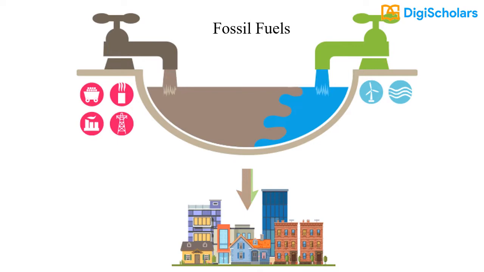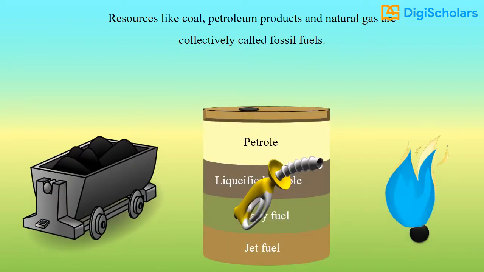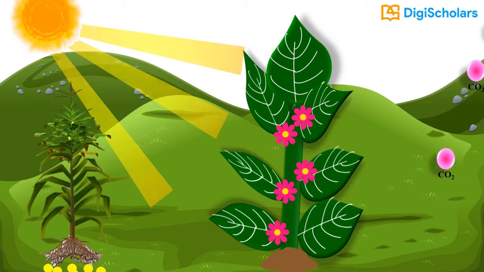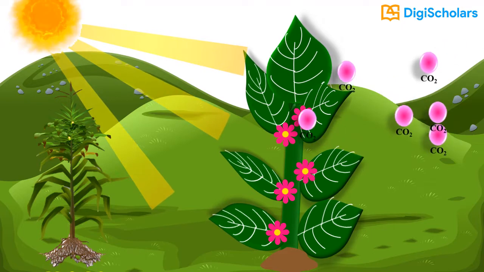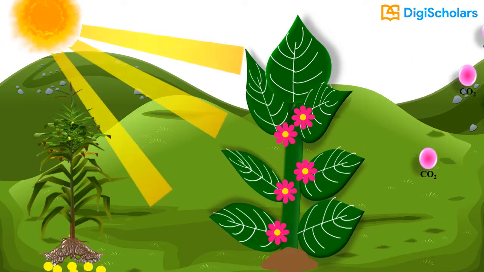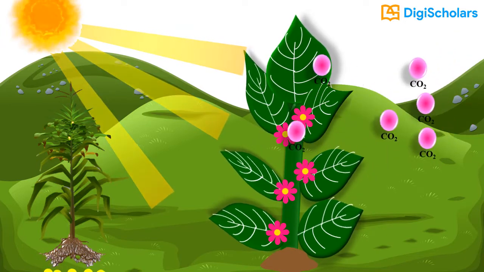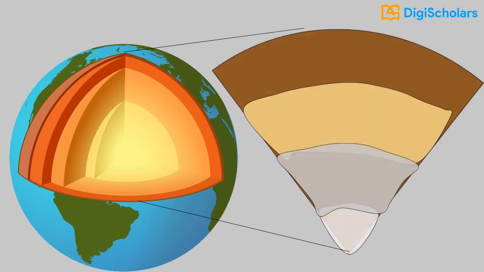Fossil fuels. Resources like coal, petroleum products, and natural gas are collectively called fossil fuels. They are the result of the photosynthetic activity of green plants which were existing millions of years ago. They got submerged within the Earth's crust and formed the fossil fuels.